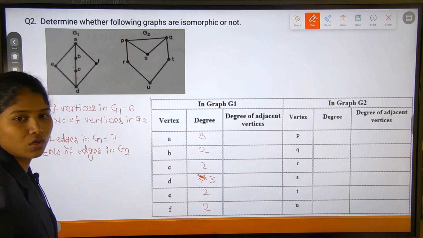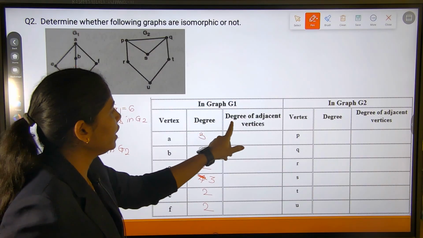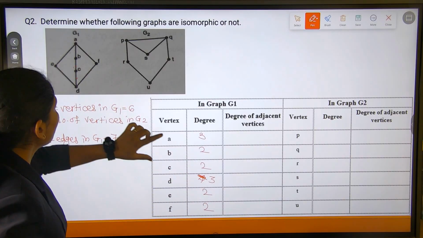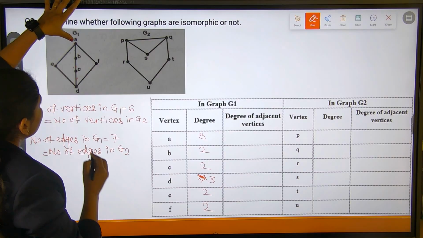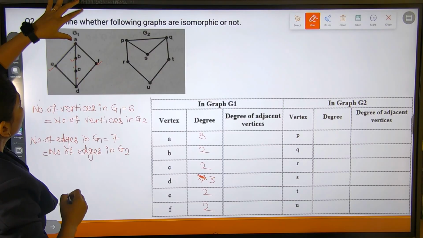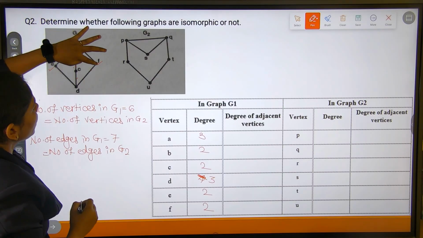therefore, the degree is 2. Now, check the degree of adjacent vertices. The adjacent vertices of A: there are 3 adjacent vertices E, B and F. So, write down the degree of E, B and F.